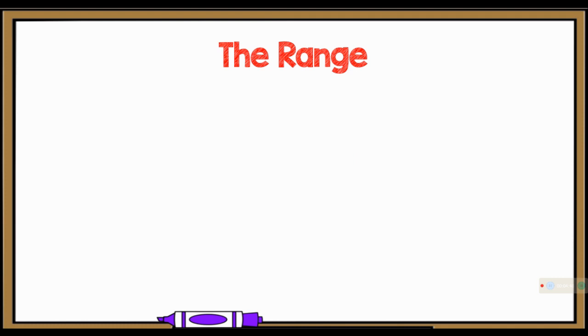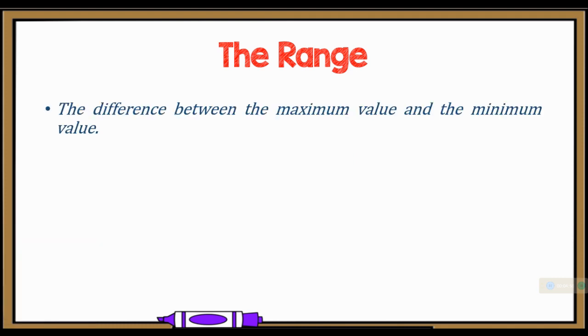What do we mean by the range? It is the difference between the maximum value and the minimum value. When we say maximum value, it is the highest number in your dataset. And of course, the minimum value is the lowest or smallest number in your dataset.